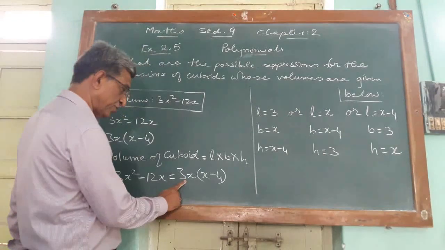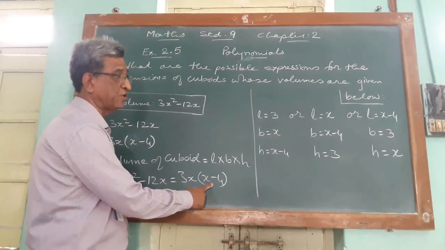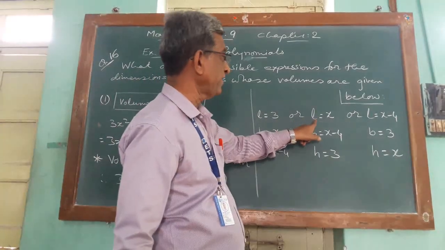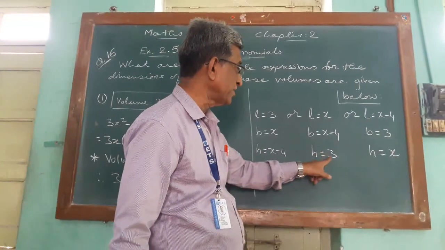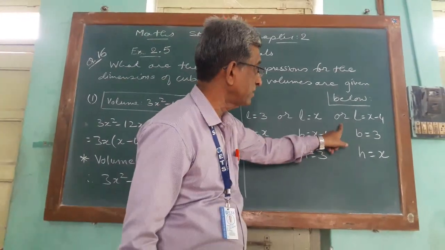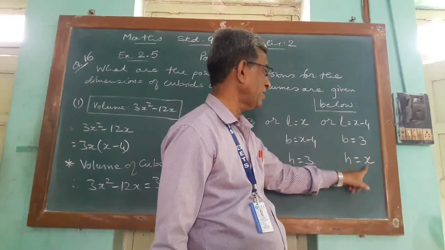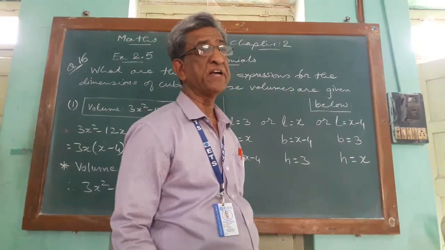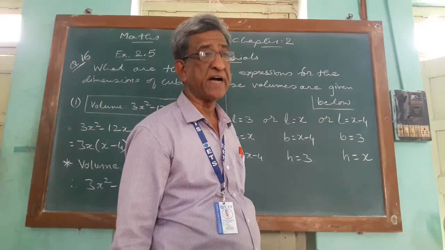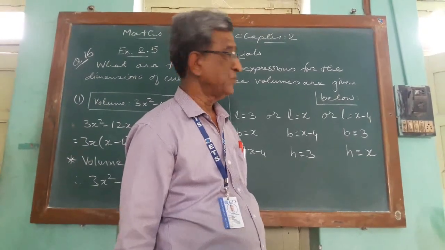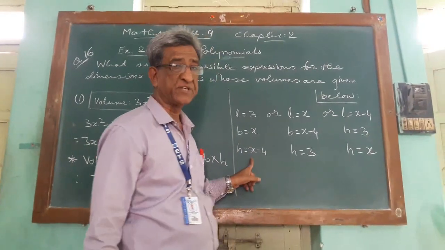Length is equal to 3, breadth is equal to x, height is equal to x minus 4. Or length is equal to x, breadth is equal to x minus 4, height is equal to 3. Or length is equal to x minus 4, breadth is equal to 3, height is equal to x. It makes no difference. Order in multiplication can be changed, the answer remains the same. So these are the answers: length, breadth and height.